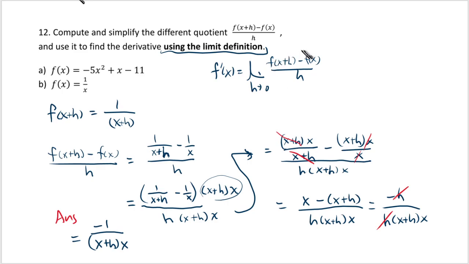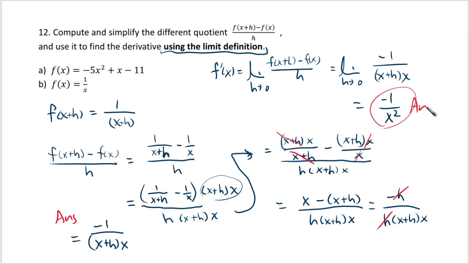And since we computed the difference quotient and we got this, we're going to just quote it. Limit as h goes to 0 of negative 1 over x plus h times x. And now that h is set to 0, you just get negative 1 over x times x, which is x squared. So that's our second part of the answer. Okay, so these two are answers.